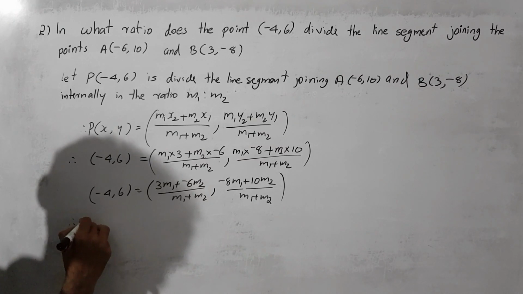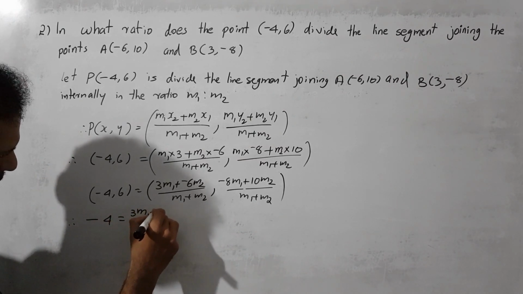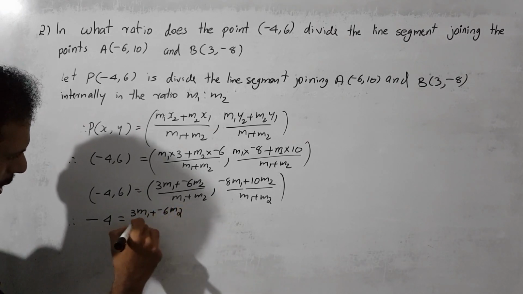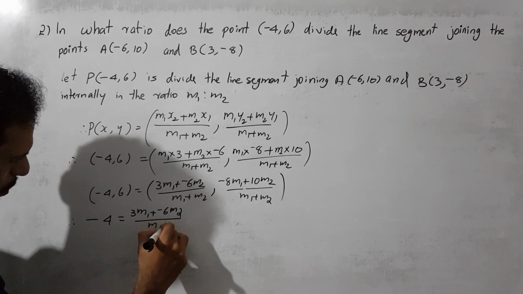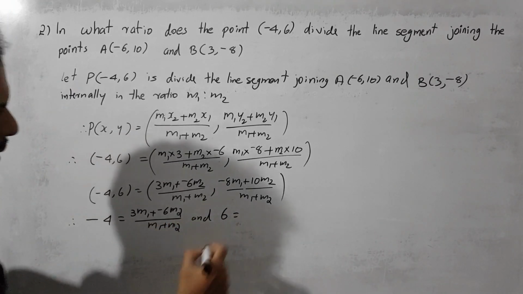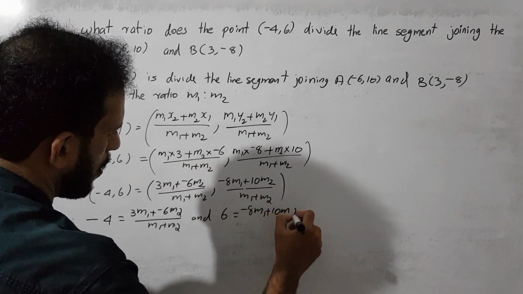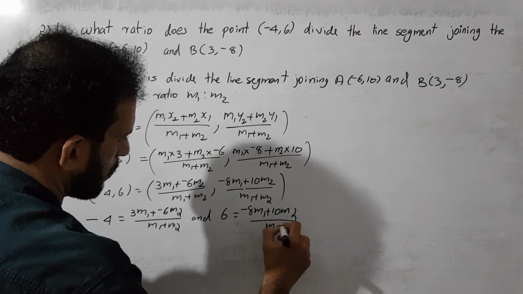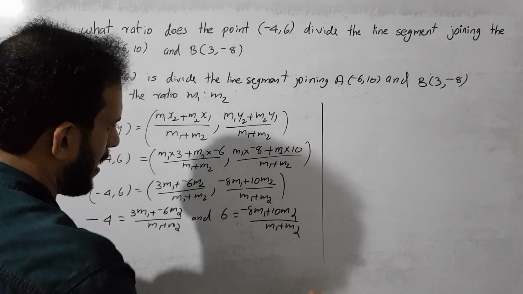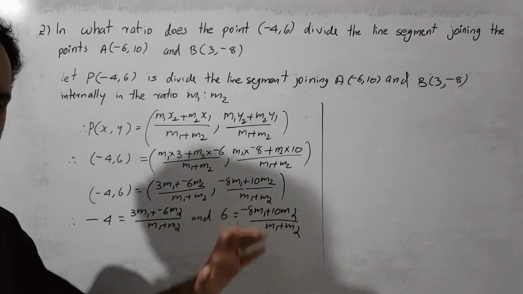Therefore -4 is equal to (3m1 plus -6m2) by m1 plus m2. And 6 is equal to (-8m1 plus 10m2) by m1 plus m2. Okay, then next we want to find the value of m1 and m2. For finding the value of m1 and m2 we choose any one of the relations.